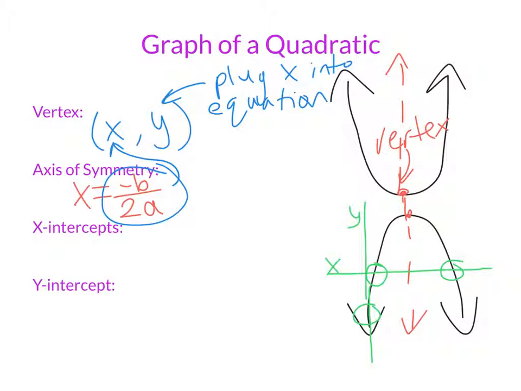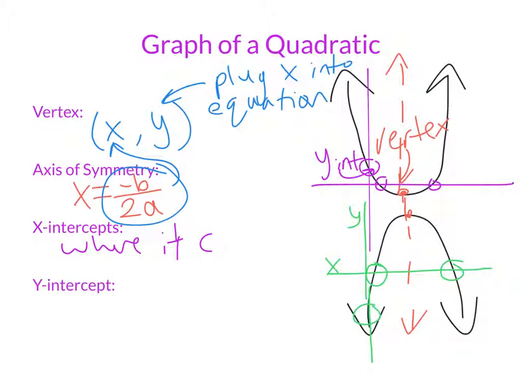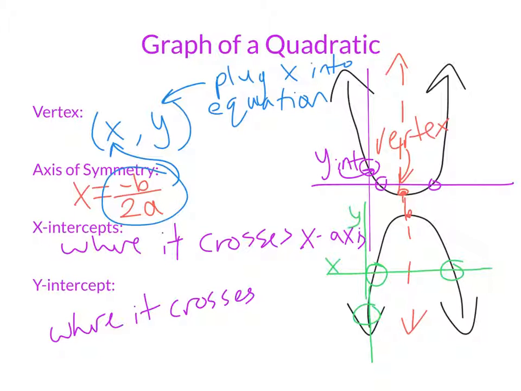Or you might see it looking like, let's see here, let me get a different color. So say we've got this guy right here. Boom, we've got a couple x-intercepts. Here's my x-intercepts. And then we've got our y-intercept right over here. Y-intercept. Okay, so where it crosses the x-axis, and here it's where it crosses the y-axis.